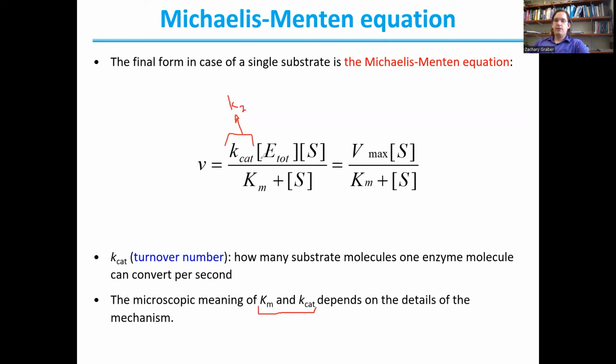Kcat equals K2 for that simple mechanism that we looked at, but as you go to more complex mechanisms, you might have other rate constants involved in that as well. Same with our Km there before, where again it was K minus 1 plus K2 over K1.